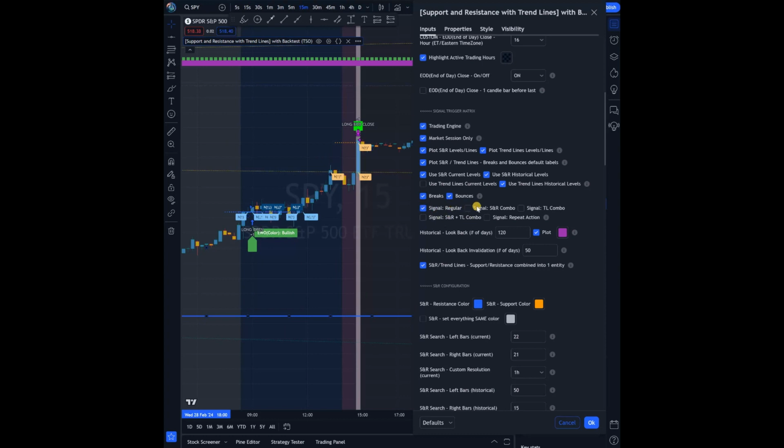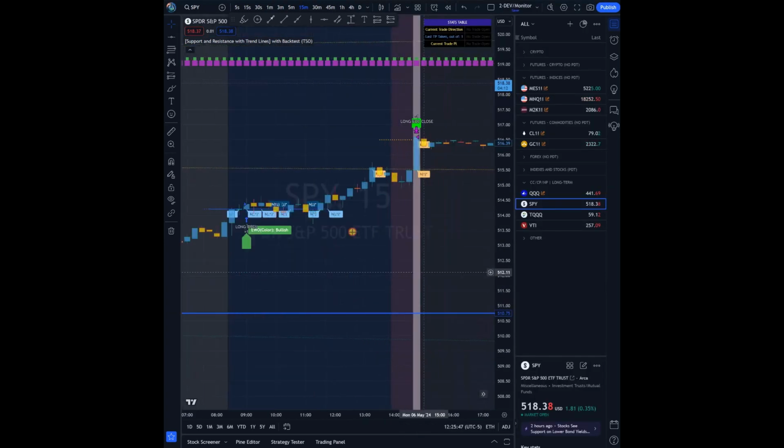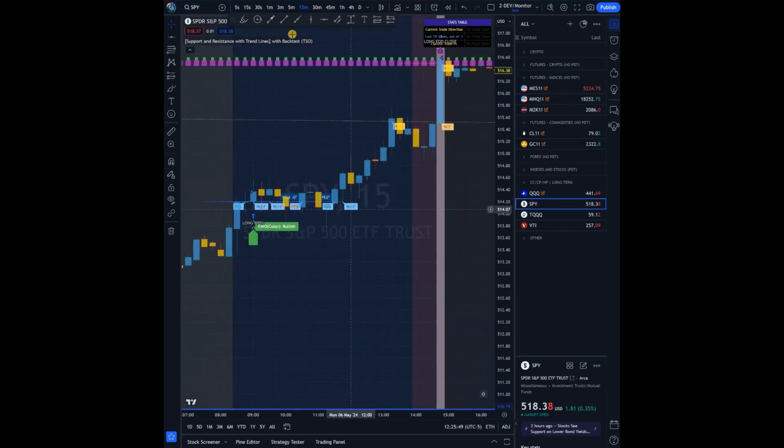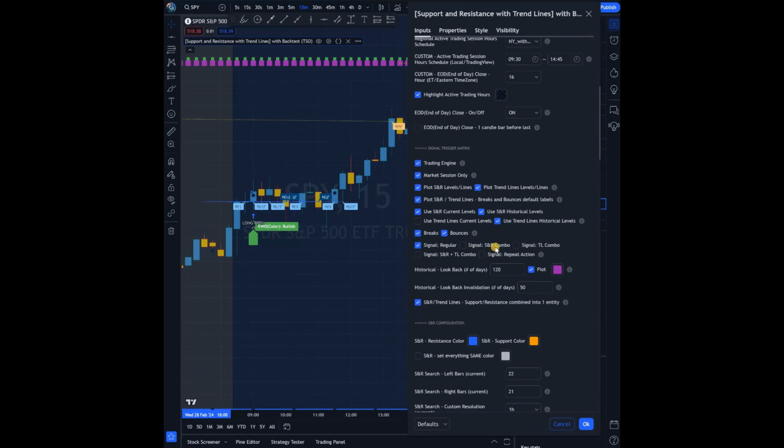So next, signal: regular, combo. Those are more experimental ones. Mostly, the configs you'll see are going to be regular signals, which is a break or a bounce. These are combinations, specific combinations.